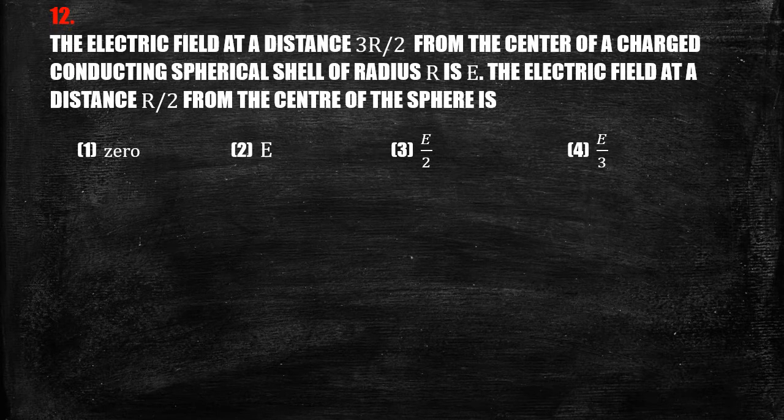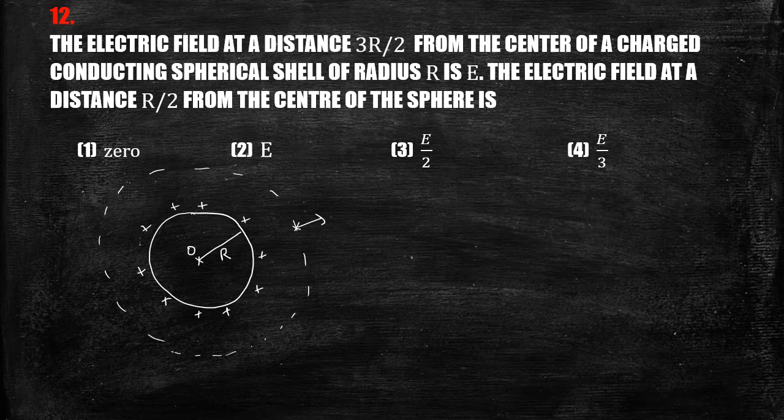Reminding you, these are the questions asked in previous National Eligibility cum Entrance Test, NEET, examinations, which is conducted for admissions to medical colleges in India. Now let's see the 12th question. The electric field at a distance 3r by 2 from the center of a charged conducting spherical shell of radius r is E. The electric field at a distance r by 2 from the center of the sphere is: We know that for the charged conducting spherical shell, at the distance 3r by 2 from its center O, the electric field is E. The question is, what is the electric field at r by 2?